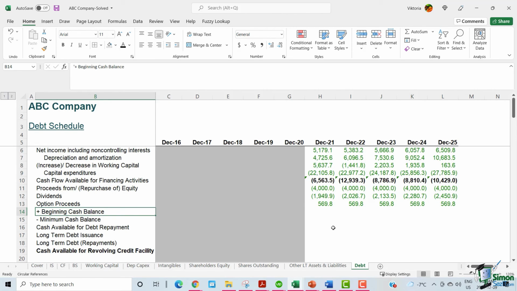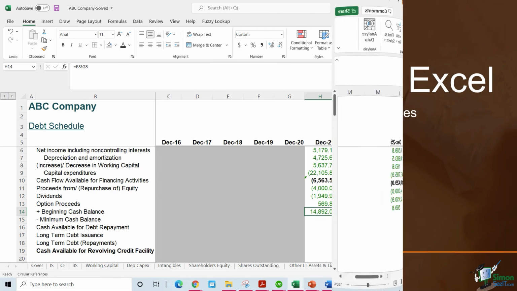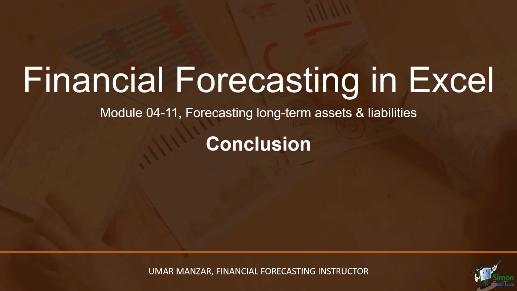The beginning cash balance for 2021 is going to be the ending cash balance in 2020, and we can reference that directly from the balance sheet. That wraps up the current module. In this module, we forecasted various long-term assets and liabilities, such as the deferred income taxes and the other assets and liabilities. We also started our discussion on the debt schedule.